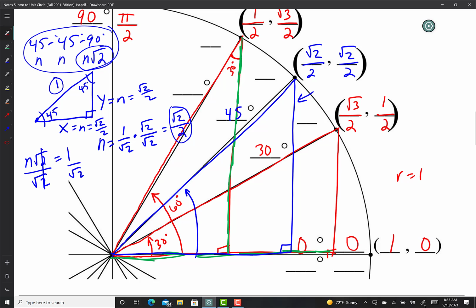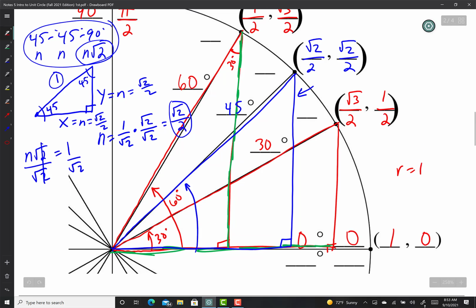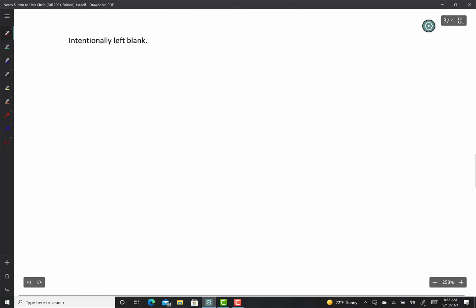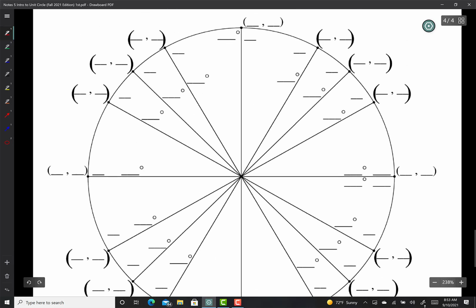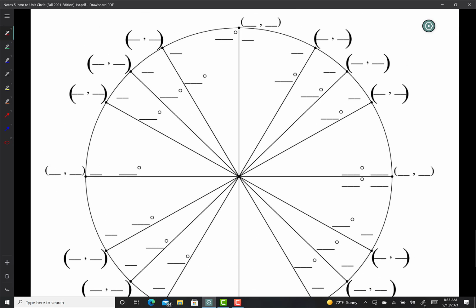All right. I see that I have a blank here that I forgot to put in. Put in that 60 degrees. There it is, 30, 45, 60. We got the whole first quadrant pretty much done. So I think we're ready to go down here. The last page. Yeah, the third page is intentionally left blank.